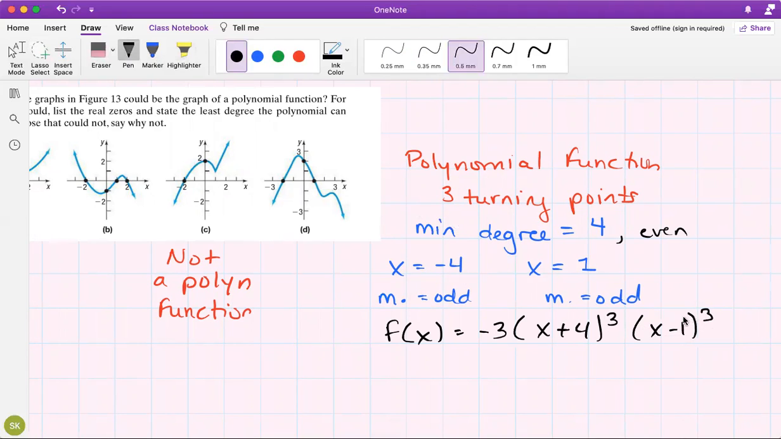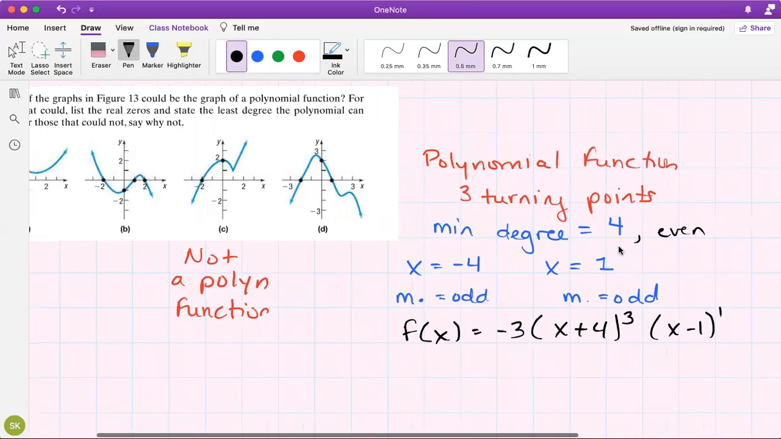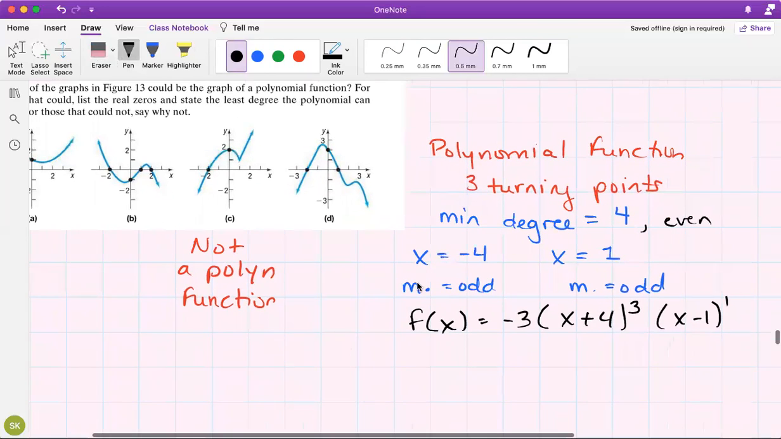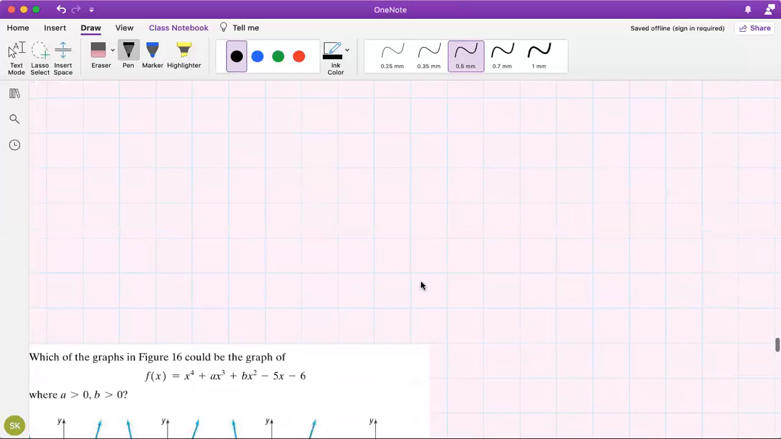As long as when you add them, you get an even number, which is going to be the degree of your function, and that degree has to be 4 or higher. It can't be something like this, x plus 4 times x minus 1, because then the degree would be 2. So you need at least one of these to be a cubed like that. And maybe that one's a 1. So I'm just coming up with possibilities that could go with this polynomial function. Okay.